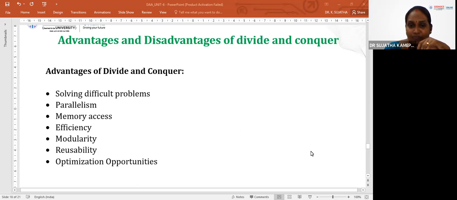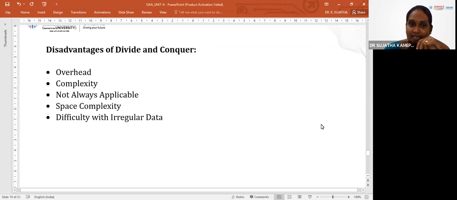Coming to reusability, once a divide and conquer algorithm is designed for a particular problem, it can often be reused or adapted for similar problems by adjusting the dividing, conquering, and combining steps. Optimization opportunities. Divide and conquer algorithms often provide optimization opportunities by exploiting properties of the problem or the subproblems. This can lead to further performance improvement. Due to the optimization, it can increase the performance of algorithms. So all these are advantages of divide and conquer algorithms.